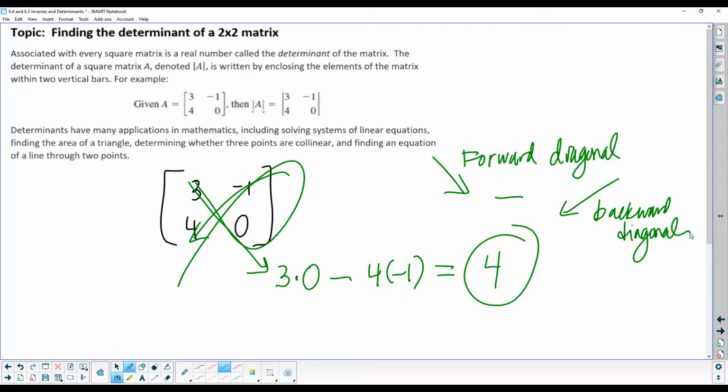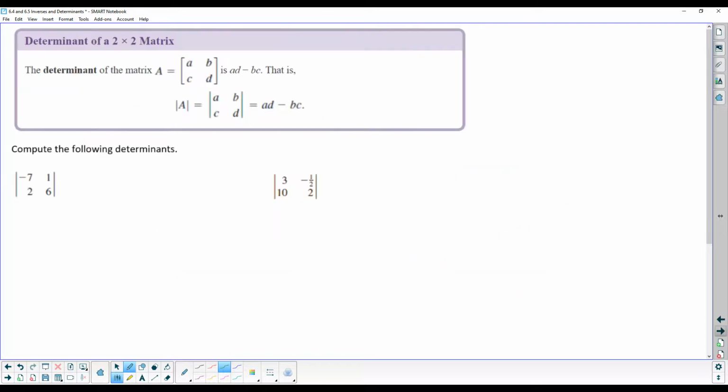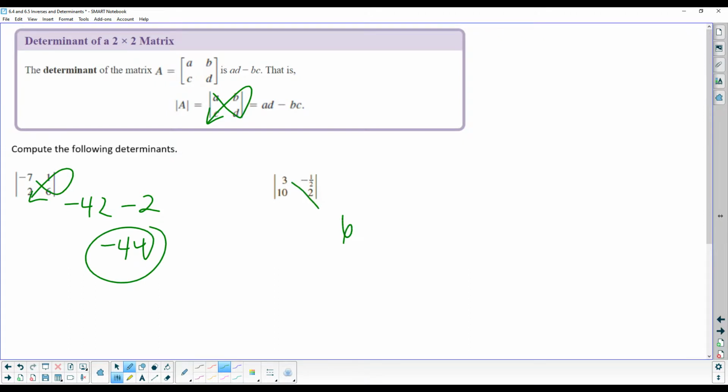Yeah, it's not algebra, it's just a quick calculation. A 2 by 2 determinant is super easy. 3 by 3s aren't bad. AD minus BC. AD minus BC. So if I want the determinant here, it would be -42 minus 2, so -44. This one would be 6 minus -5, so 11. Yep, plus 5. You feel okay about 2 by 2 determinants?